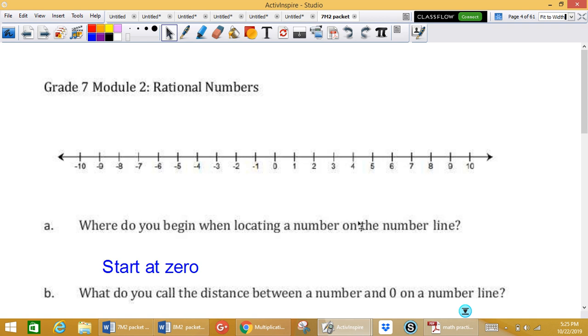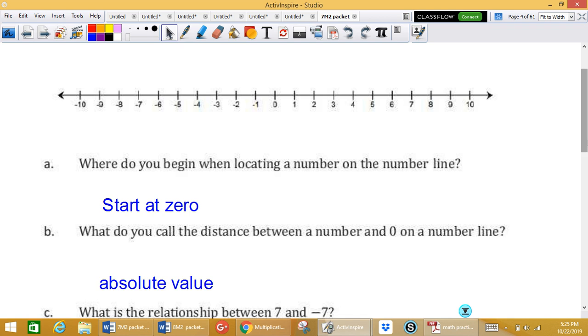Where do you begin when you locate a number on a number line? You begin at 0. What do you call the distance between a number and 0 on the number line? It's called the absolute value. And the absolute value bars are straight up and down. So if I had a number, let's just say x, it would look like that.